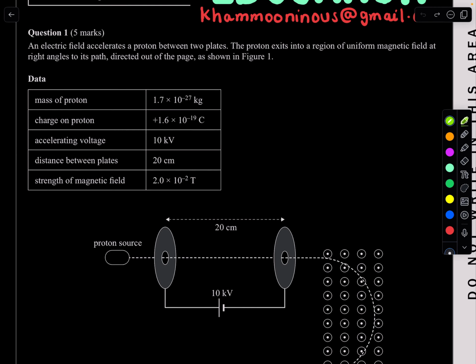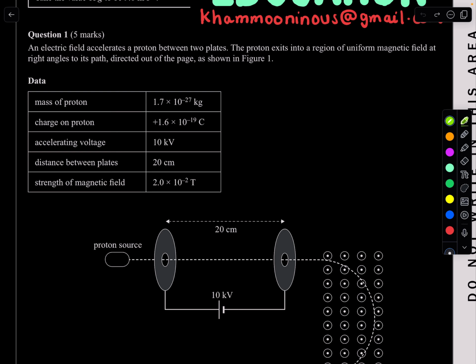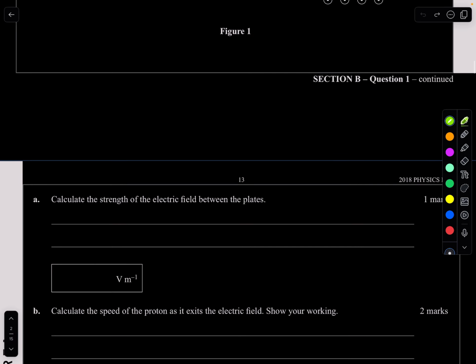Question 1. An electrical field accelerates a proton between two plates. The proton exits into a region of a uniform magnetic field at a right angle to its path, directed out of the page as shown in figure 1. So we're given the mass, the charge of a proton, accelerating voltage, distance between those two plates, and the strength of the magnetic field. Calculate the strength of the electrical field between these two plates.